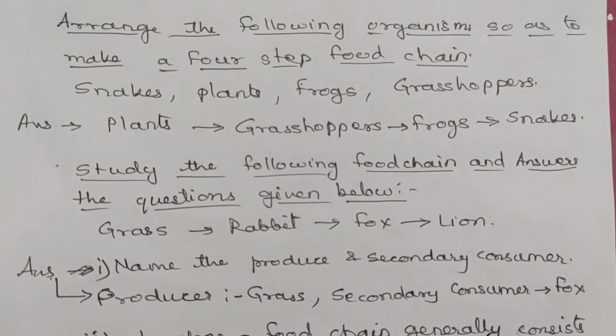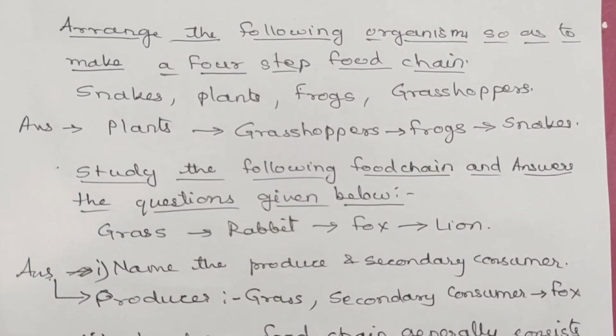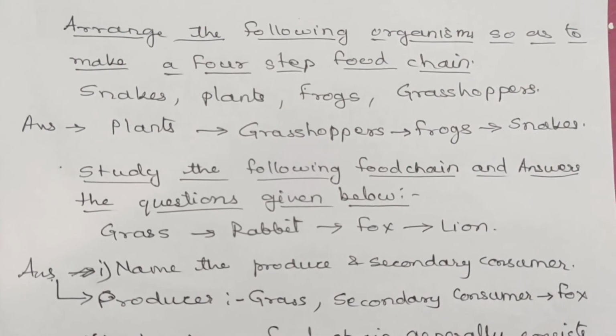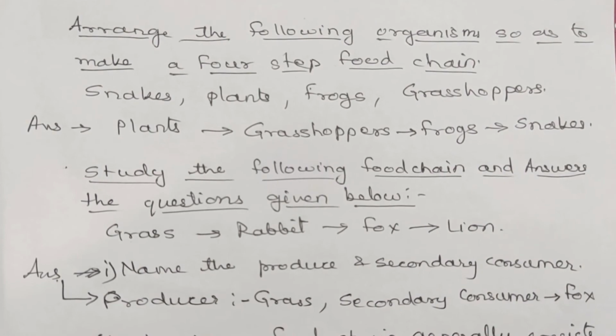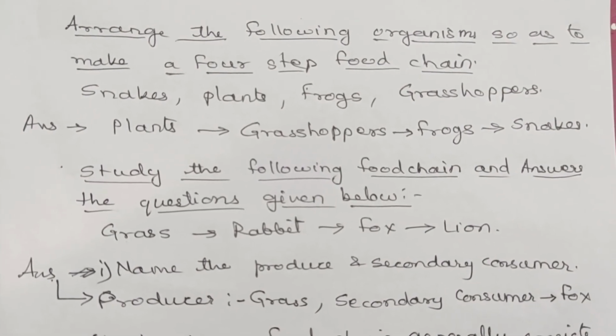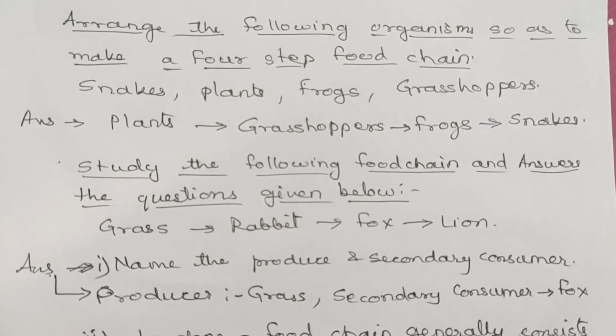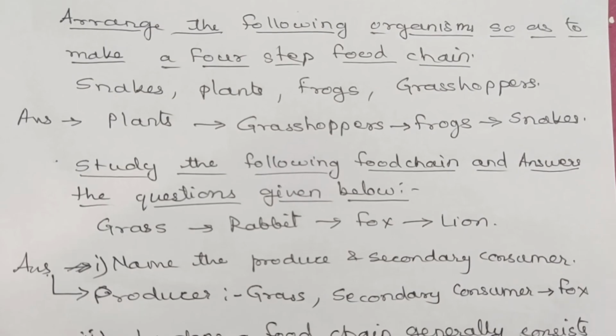Arrange the following organisms so as to make a 4-step food chain: snakes, plants, frogs and grasshoppers. First plants will come, then grasshopper, then frogs and then snakes. Study the following food chain and answer the questions given below: grass, rabbit, fox and lion.